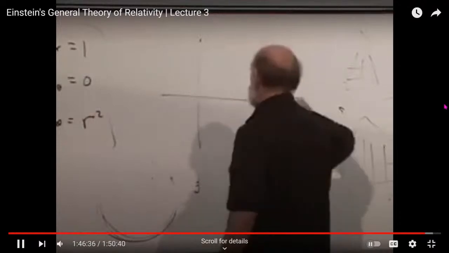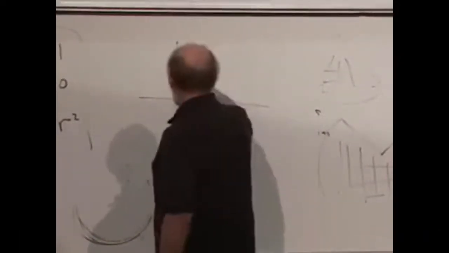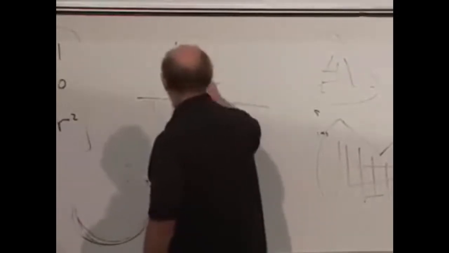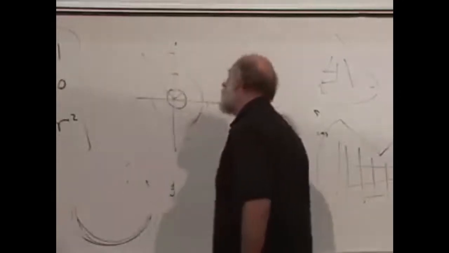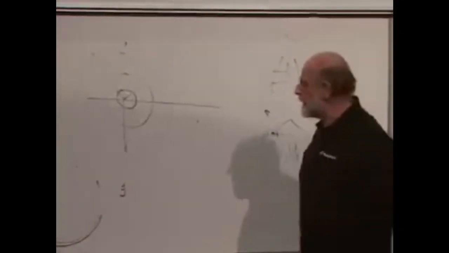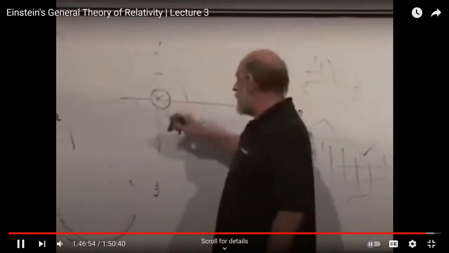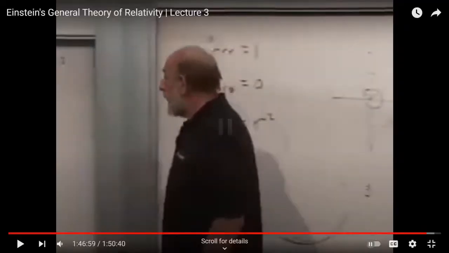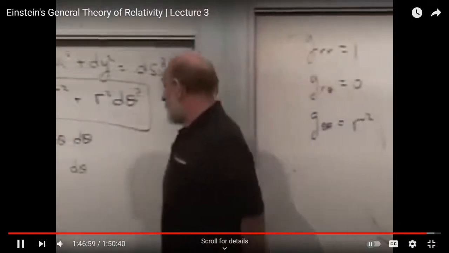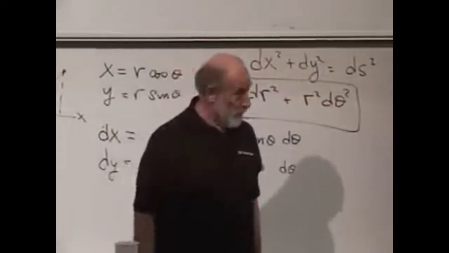Let's look at the lines of constant r and the lines of constant theta. The lines of constant r are circles. The lines of constant theta are straight lines from the origin. The fact that there's no cross term is an indication that the lines of constant r and the lines of constant theta are perpendicular to each other. Constant r are just circles, constant theta are just lines. That's also, of course, true for the lines of constant x and y. They're perpendicular to each other.